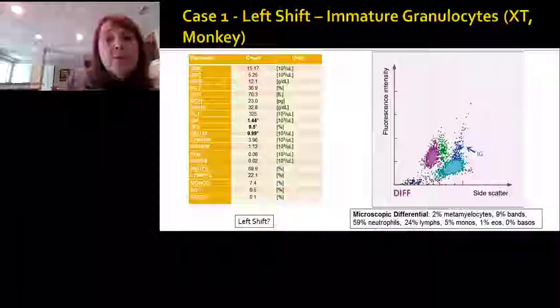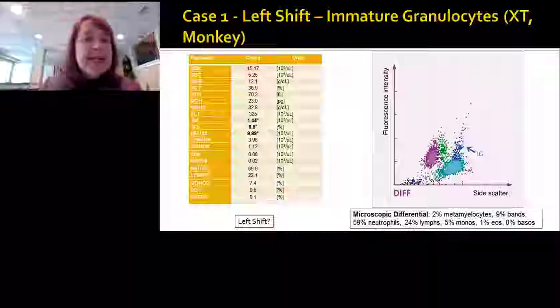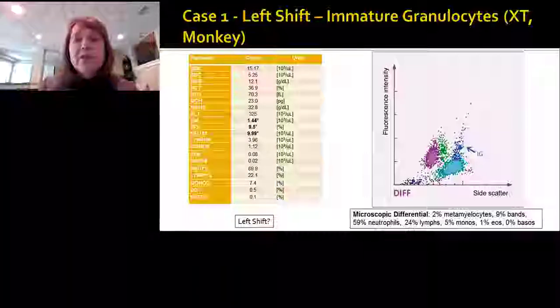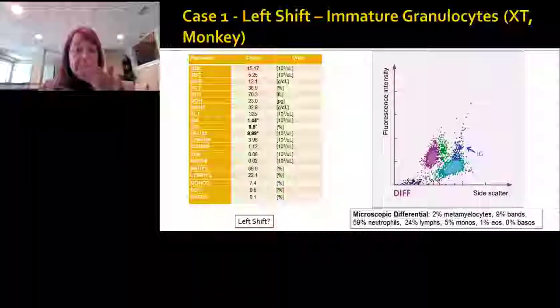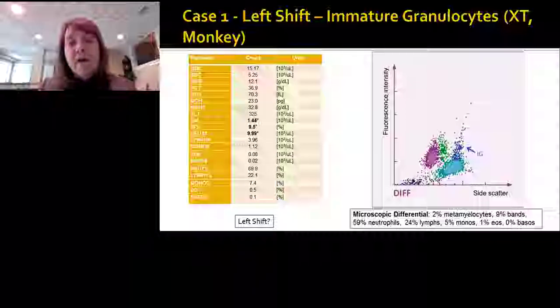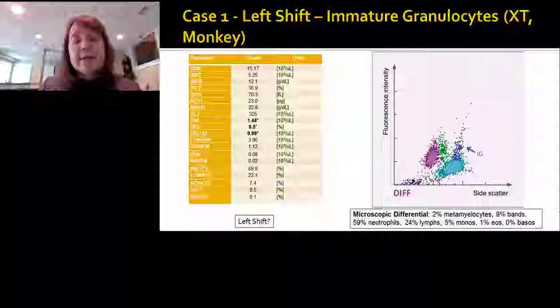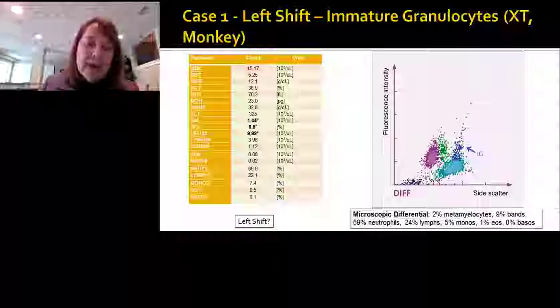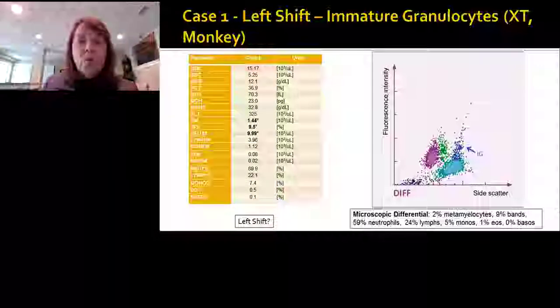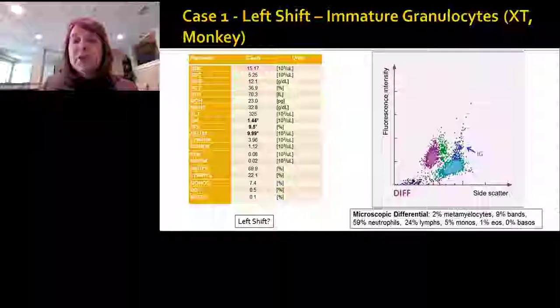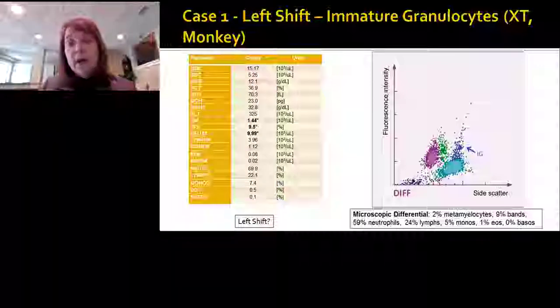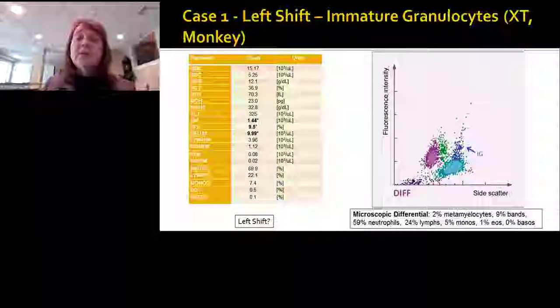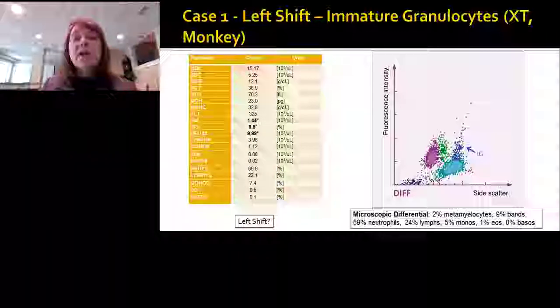Our first one was gathered from the XT analyzer, and it's an example of immature granulocytes. We can see it indicated on our scattergram in dark blue and indicated with an arrow of IG, immature granulocytes. When you're interpreting scattergrams, you should always look for where are your normal populations. We should have normal debris. We do. We should have normal lymphocytes. We do. We should have normal monocytes. We do. We should have normal neutrophils, normal eosinophils. We do.